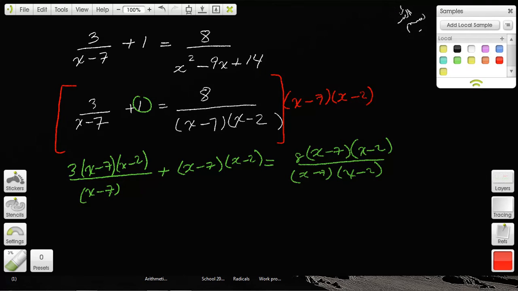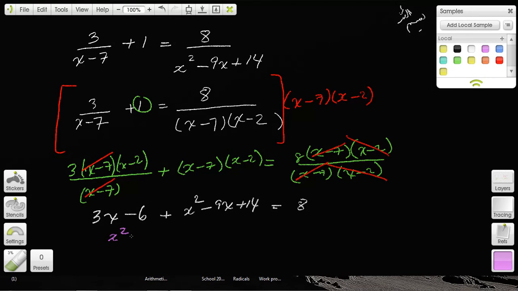Now what? This is the fun part. Okay, now what do I have left? We have 3x minus 6 plus x squared minus 9x plus 14 equals 8. I'm impressed. Okay, now what? Then you combine like terms.